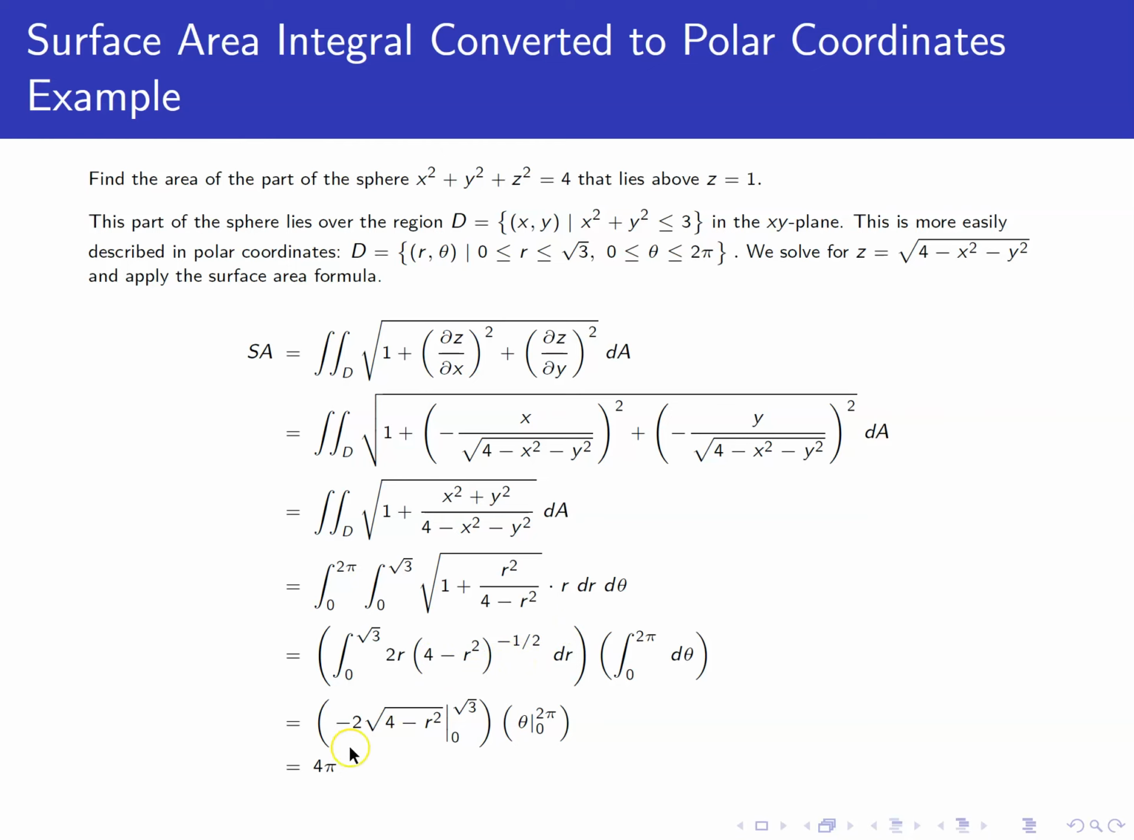An antiderivative for that will be negative 2 root 4 minus r squared from 0 to root 3. This will simplify to 2. And then this one simplifies to 2 pi, and we get 4 pi for our final answer.